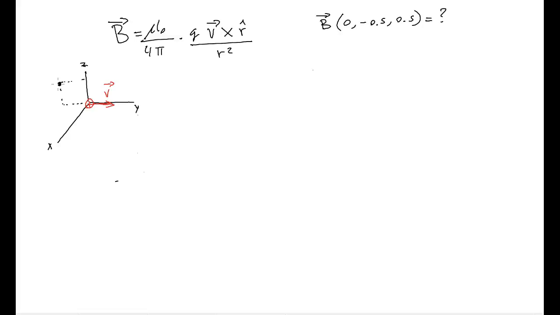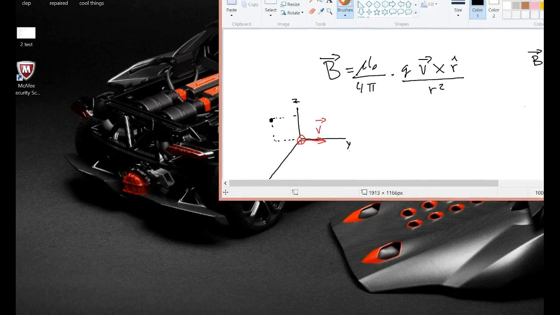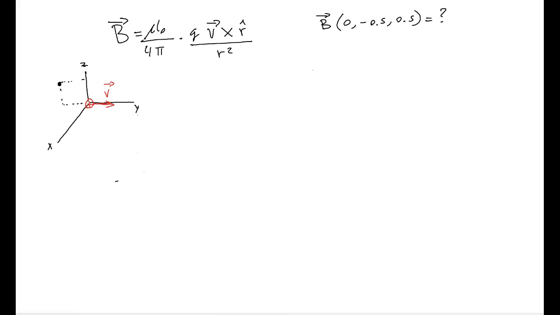By the way, it's going to be oriented in the x direction. So this will be v. It will be coming out of the board. I don't know the size of it yet, but I know that much. Okay, does that kind of make sense to you?